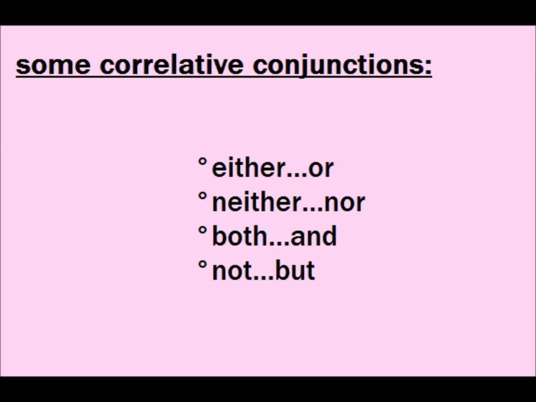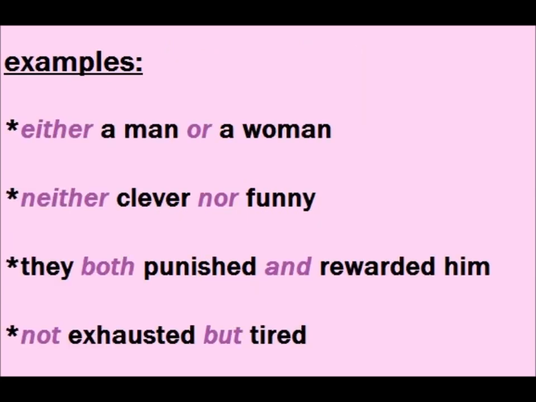These are the common conjunctions, but with another element before. The elements are either, neither, both, or not. Let's see some examples in which these conjunctions are seen. Either a man or a woman. Neither clever nor funny. They both punished and rewarded him. Not exhausted, but tired.